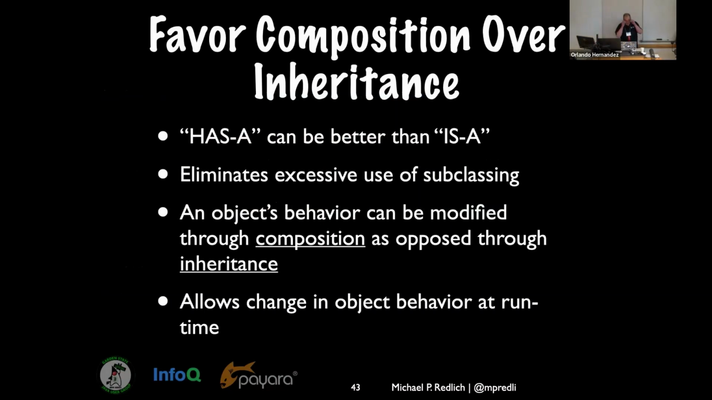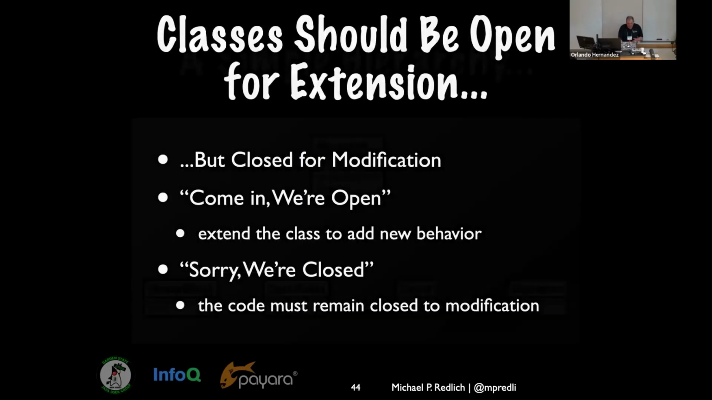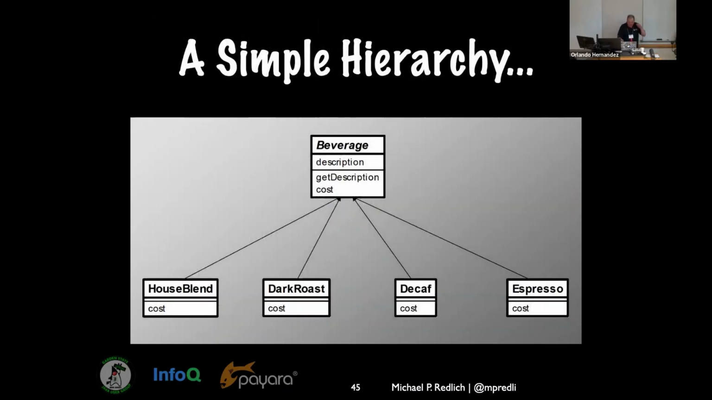All right. I defined is-a before, right? Baseball is a sport. Well, has-a can be better than is-a, and you get into trouble when you have an excessive use of subclasses. Here's an example, and I'm going to skip some of this so I can get some of this in. I apologize again for the technical difficulties.